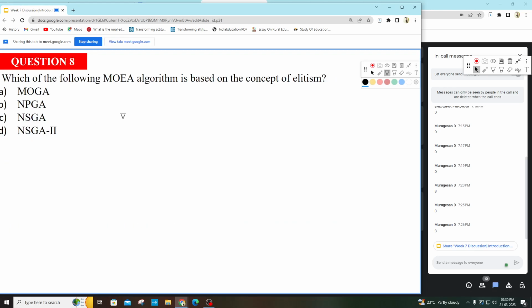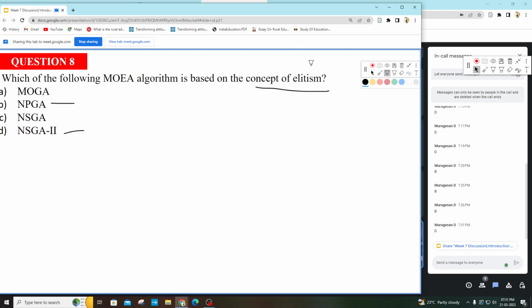Which of the following multi-objective evolutionary algorithms is based on the concept of elitism? So any guesses for this? A, B, C or D? NSGA 2. Okay. Any other guesses? Murugan is telling B, sir. Okay. So the concept of elitism. Let me tell you about elitism.